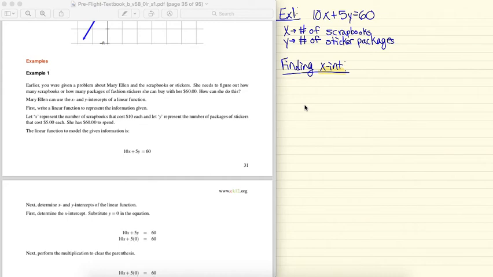All right, so first thing we want to do is plug 0 in for y. Simplifying this down, we would get 10x plus 0 equals 60. Adding 0 really doesn't do anything, so we really have 10x equals 60. Solving for x, we divide by 10 because that's the inverse or opposite of multiplication. And we get x is equal to 6. What this means is with $60 in hand, Mary Ellen can buy at most 6 scrapbooks. If she buys no sticker packages, she can buy a total of 6 scrapbooks.